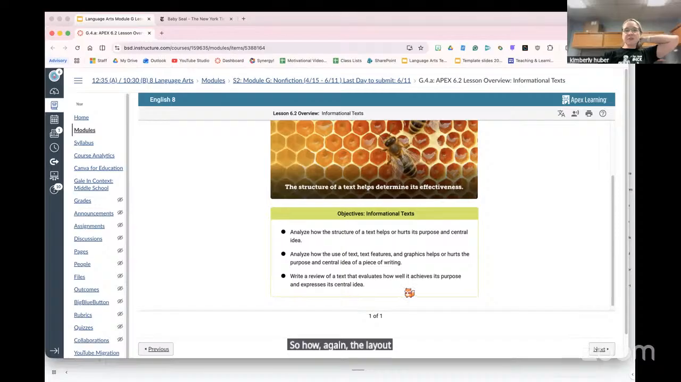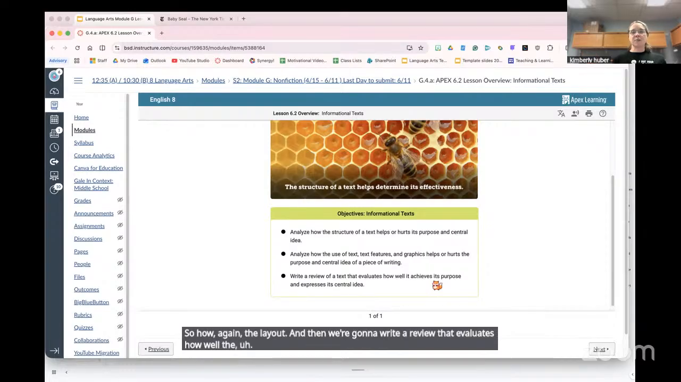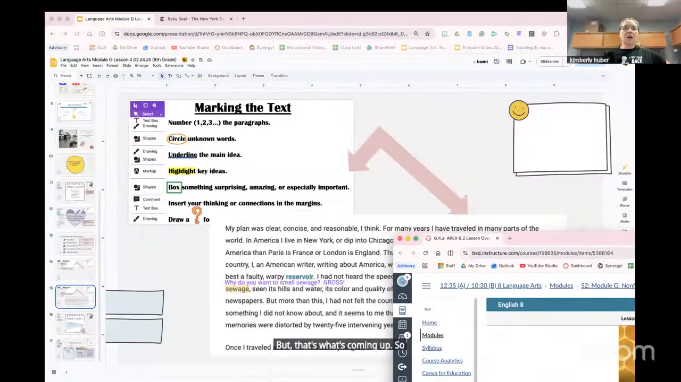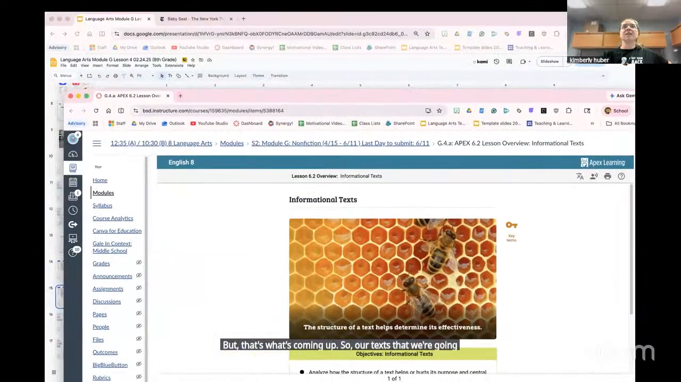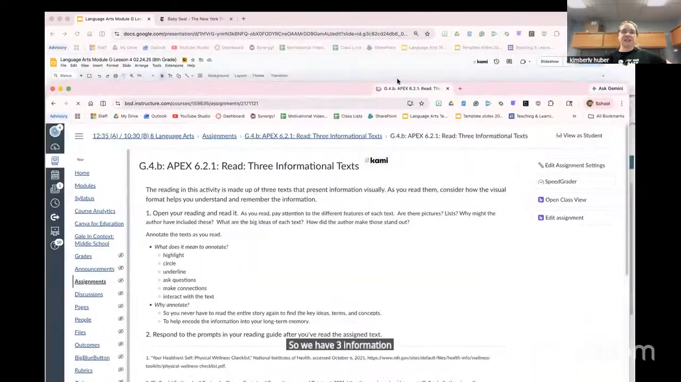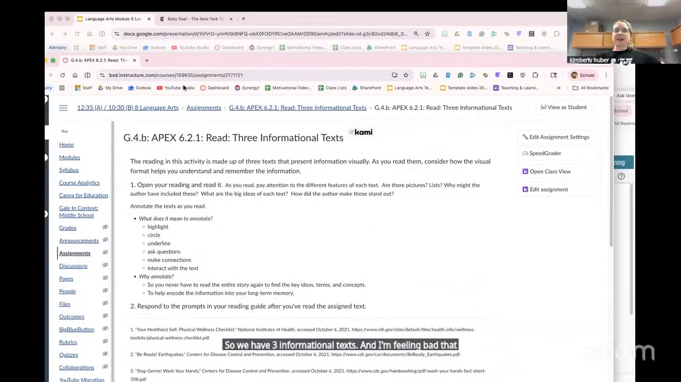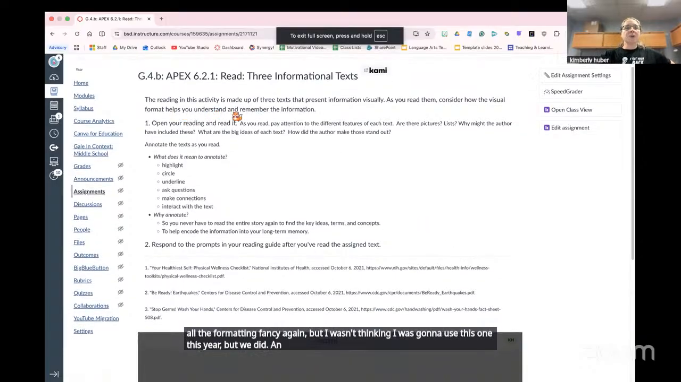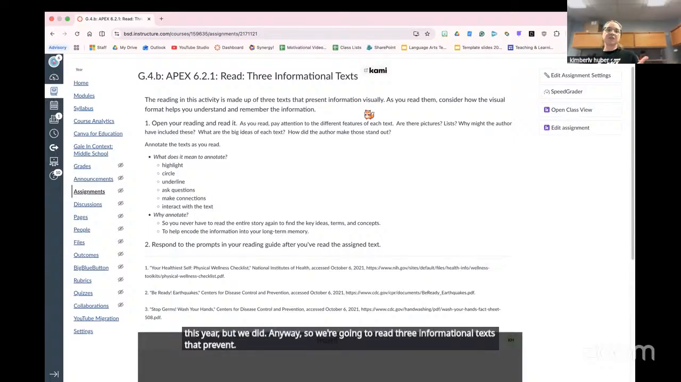We're going to analyze how the use of text features and graphics helps or hurts the purpose and central idea. So, again, the layout. And then we're going to write a review that evaluates how well the information achieves its purpose. That review is actually going to be in like 2 weeks after our state testing, but that's what's coming up. So our texts that we're going to read today look like this. So we have 3 informational texts, and I'm feeling bad that I didn't make all the formatting fancy again, but I wasn't thinking I was going to use this one this year, but we did. Anyway, we're going to read 3 informational texts that present information visually.